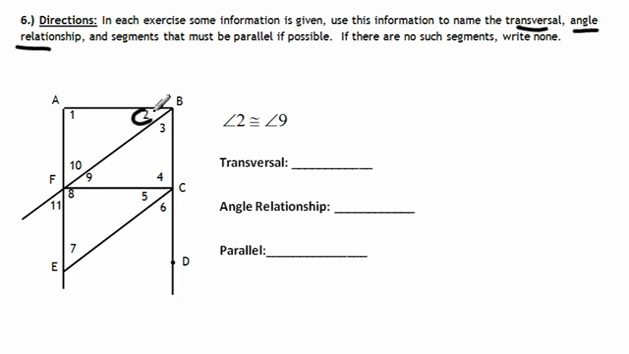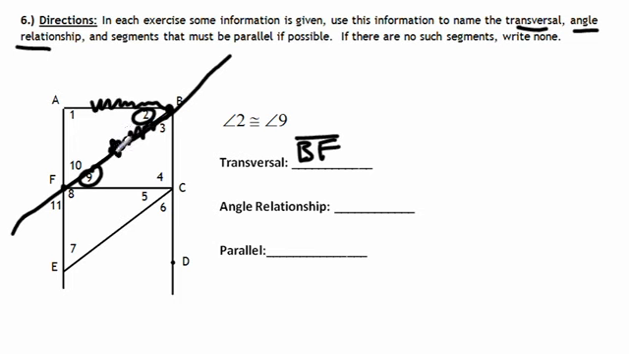So we have angle 2 and angle 9. I told you guys to put a dot on the vertex and then to draw a line connecting the two dots of the angles. Since we have two dots here that we can connect, the transversal is segment BF. I also told you to highlight the angle, so you have angle 2 here and then you have angle 9 here. And this is the transversal.